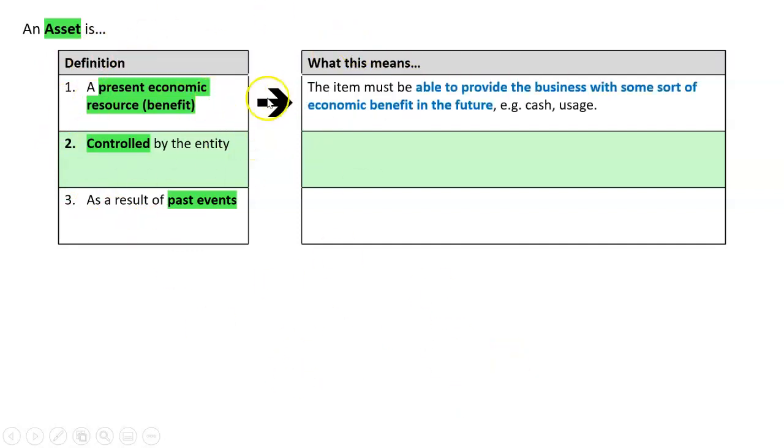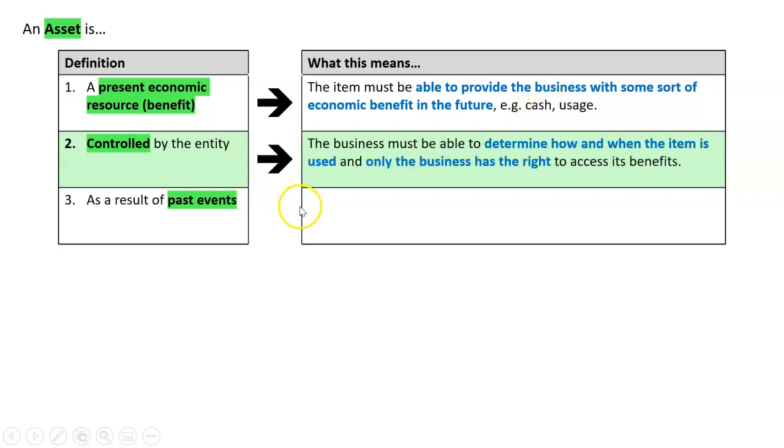So what do they mean? Well, let's take the first one. What is a present economic resource or benefit? It just means that the item's got to be able to provide the business with some sort of economic benefit in the future, e.g. cash, or you can use it, etc. Controlled by the entity, what does that mean? It means it's the business that can determine how and when the item is used, and only the business has the right to access its benefits. No other entity can decide how the asset is used or controlled.